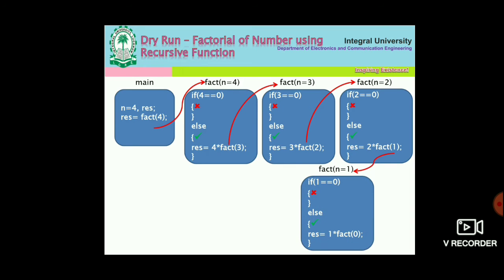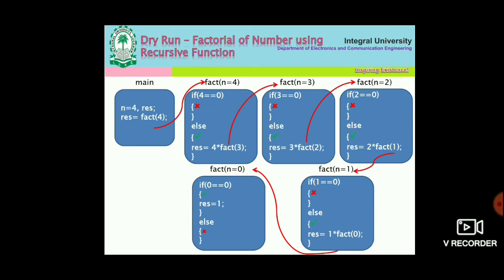Inside this method frame it will again check the condition if 1 equals 0. Since the condition is false, the first statement will not be executed and the else statement will be executed, which says res is equal to 1 into fact of 0. This fact(0) will again invoke a method frame in the forward direction with fact n equals 0.